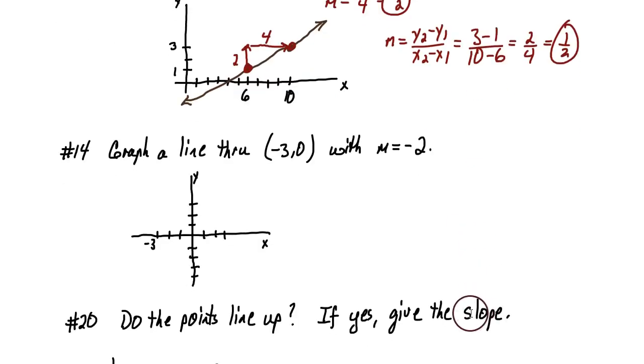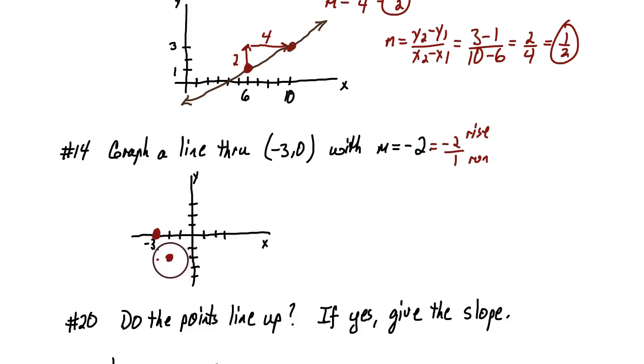Number 14, graph a line through -3, 0 with m equals -2. Let's find -3, 0. It's located here. Now think of the slope as a ratio, -2 over 1. The top number's the rise, the bottom number's the run. But because the top number's negative, we're not going to rise, we're going to go downwards. From the dot, go down 2 units and run 1 unit to the right.